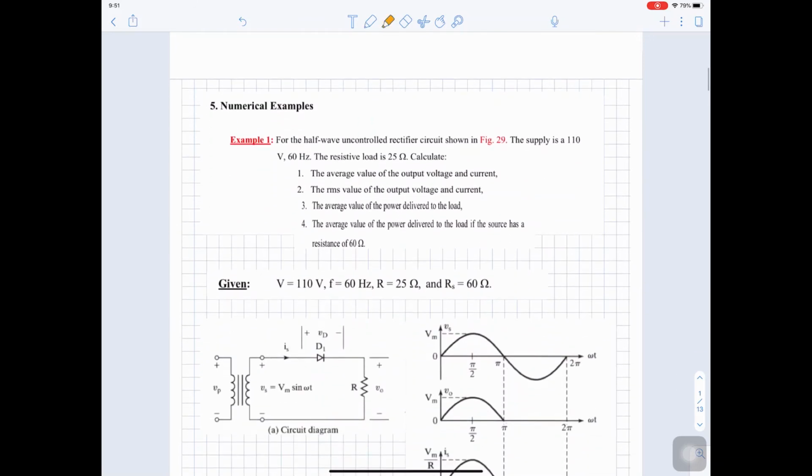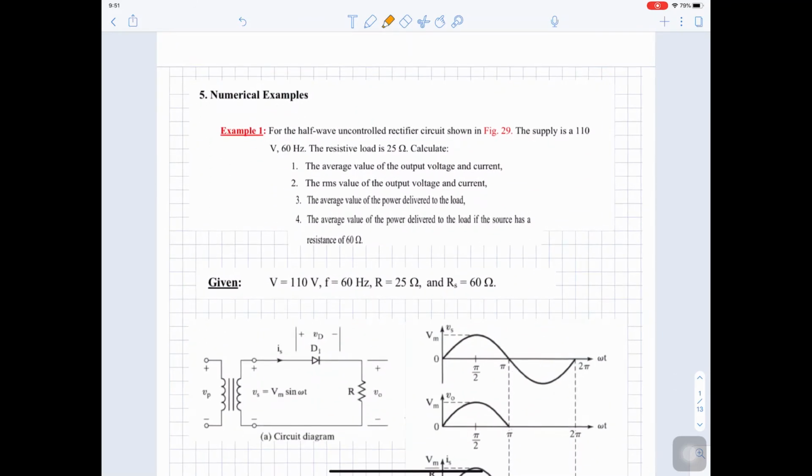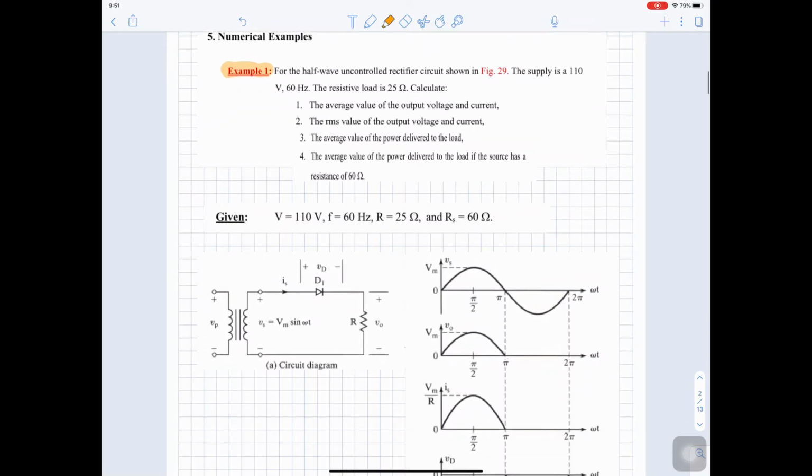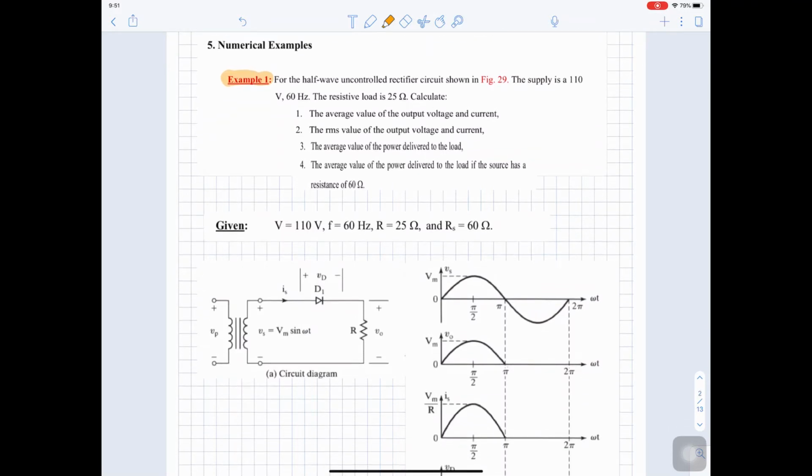So I have this example from the posted textbook on Learn. At the end of the chapter for power electronics, you will find 3 examples. This is one of the examples. So this example is for a half-wave uncontrolled rectifier circuit.